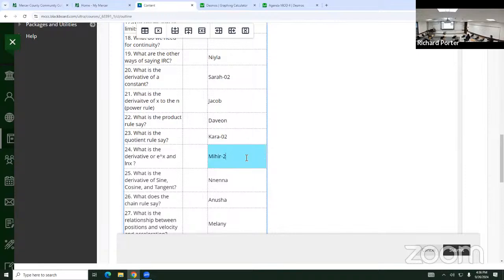What's the derivative of e to the x, and the derivative of natural log of x? The derivative of e to the x is e to the x. It is its own derivative.